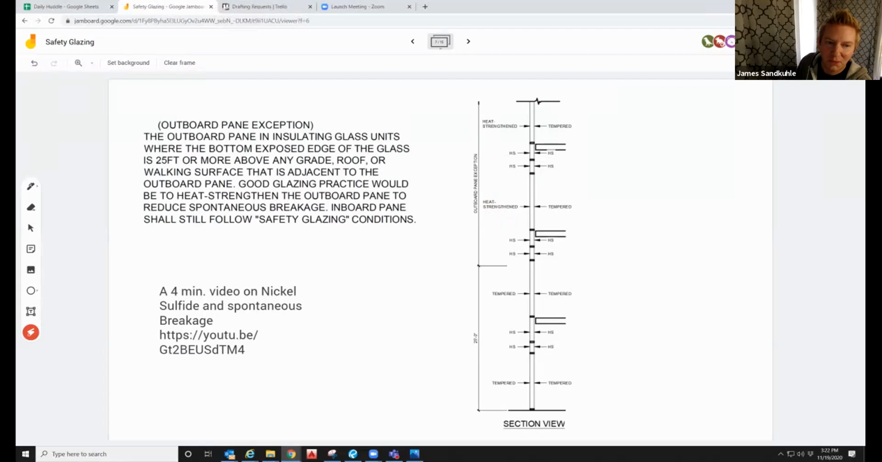So why would we want to heat strengthen the outboard pane when you're 25 feet and above? Is it the domino effect where if one breaks, they all blow up? Yeah, so this is spontaneous breakage, right? Because when you temper glass, you can get what is called nickel sulfide in the glass. And that's what this 4-minute video is gonna cover. So let's watch this video real quick and then we'll come back.